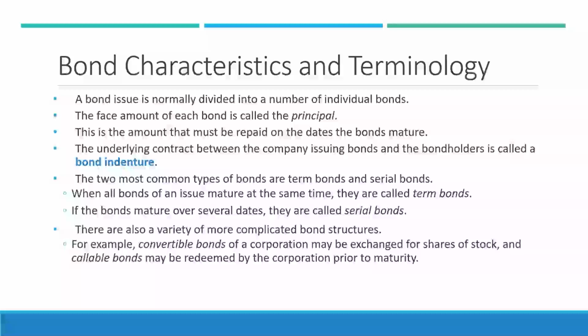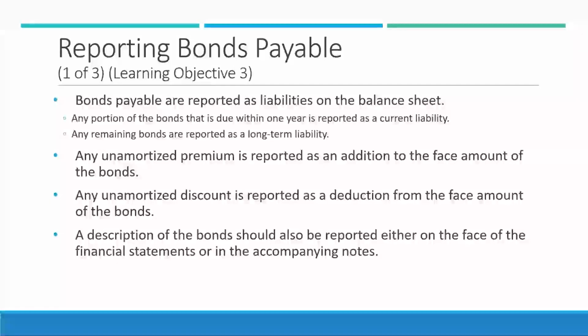Again, we went over the characteristics of a bond and the journal entries for recording the initial issuance of the bond, amortization of it over a period of time, and then calling a bond and also paying it back at the maturity date. And now we're going to go over briefly some financial reporting topics related to bonds.